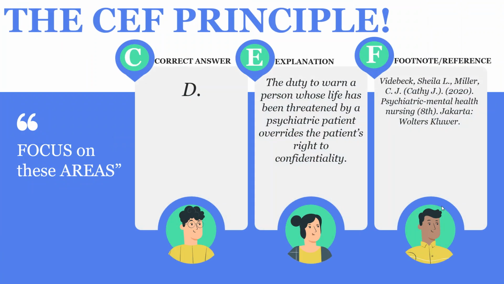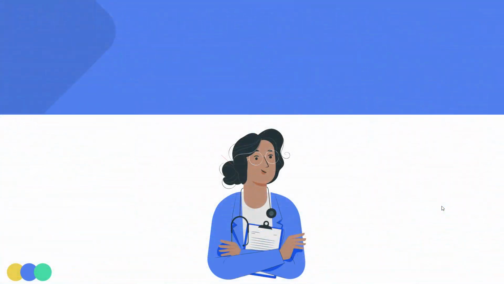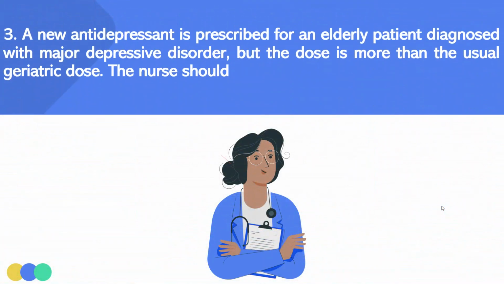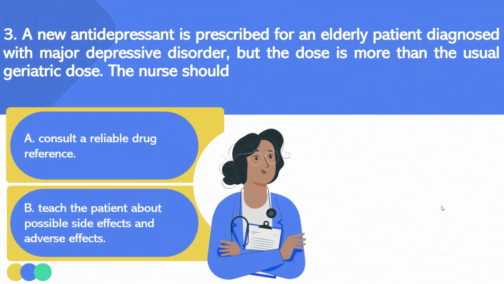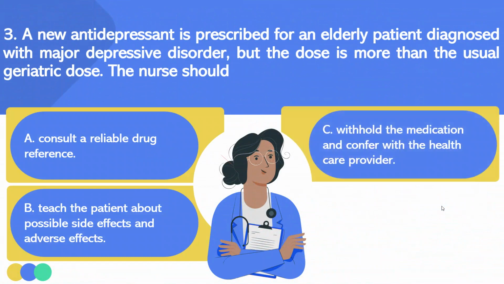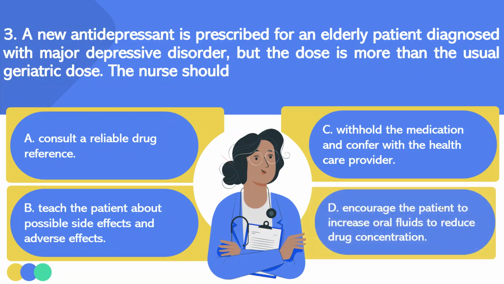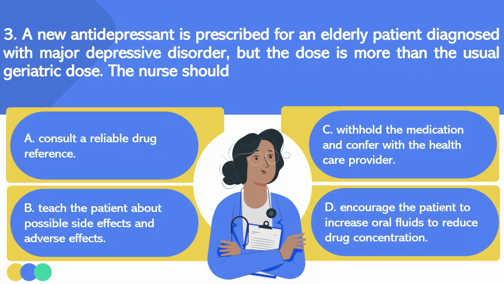That's the rationale. Number three, a new antidepressant is prescribed for an elderly patient diagnosed with major depressive disorder, but the dose is more than the usual geriatric dose. The nurse should: A. Consult a reliable drug reference. B. Teach the patient about possible side effects and adverse effects. Letter C. Withhold the medication and confer with the healthcare provider. Or letter D. Encourage the patient to increase oral fluids to reduce drug concentration.